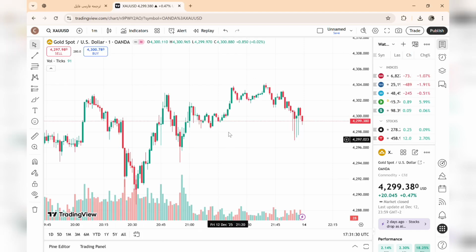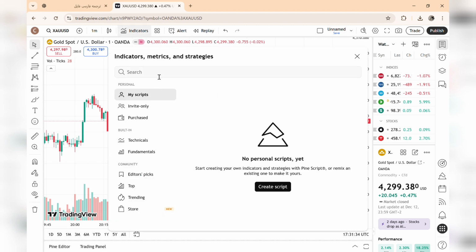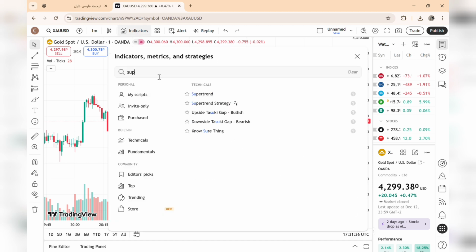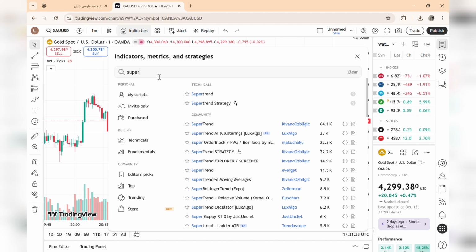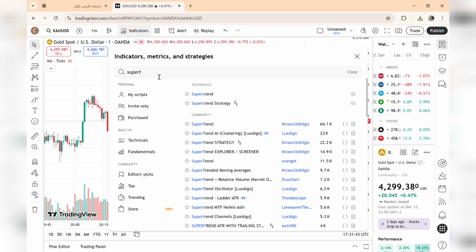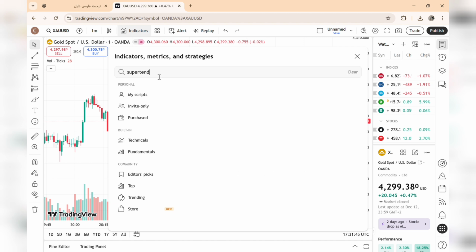Today I want to introduce two practical indicators that work very well on the 1 minute time frame for the gold index. First of all, we go to the indicator list and search the name. And we are looking for the Supertrend indicator.